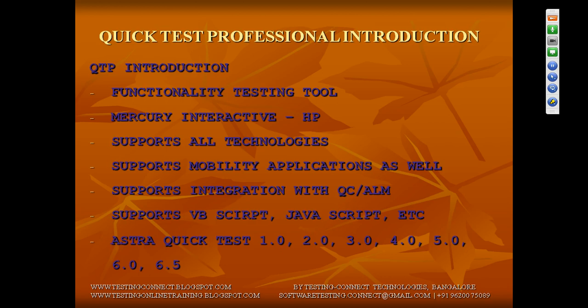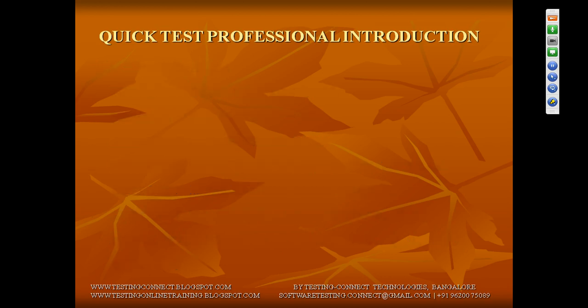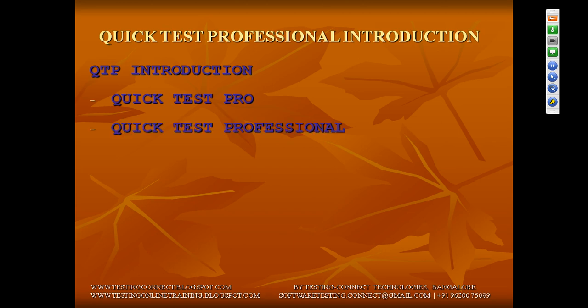The first name for QuickTest Professional was Astra QuickTest. Here you get so many different versions like 1.0, 2.0, 3.0, 4.0, 5.0, 6.0 and 6.5. These are the different versions available for Astra QuickTest. Then they renamed it to QuickTest Pro. Then finally they changed the name to QuickTest Professional.